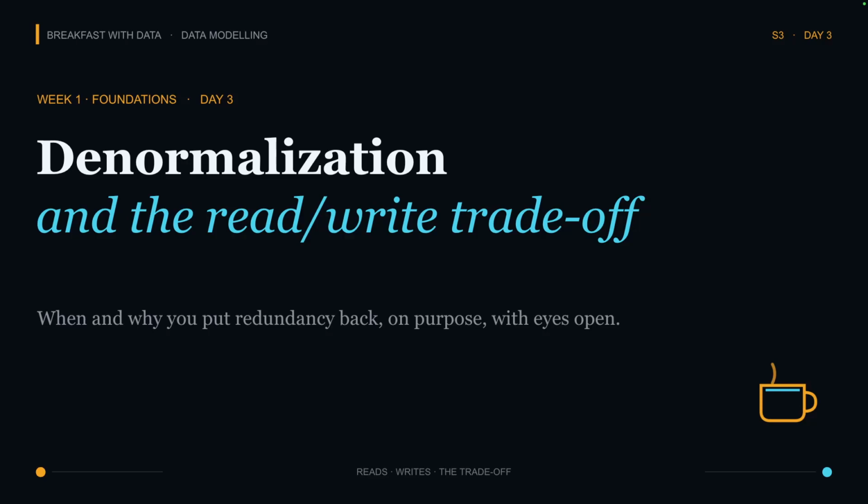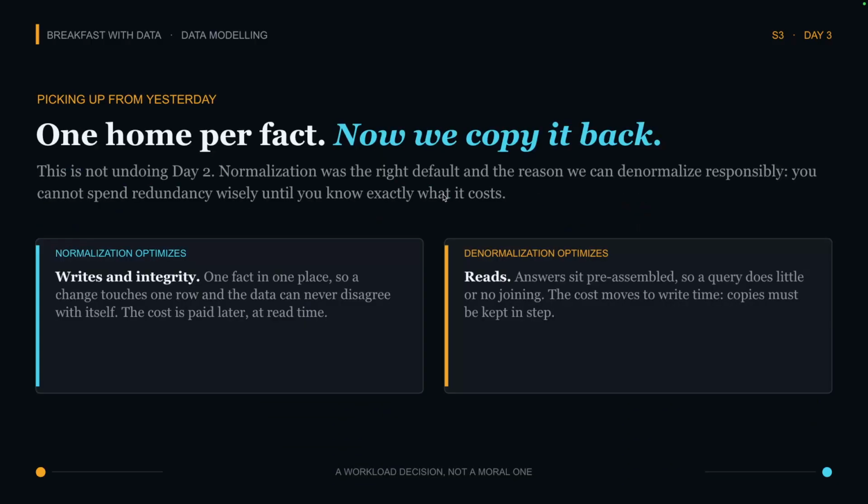So today we will look at denormalization. Denormalization is exactly the reverse of normalization, right? It's more like we are undoing what we did.